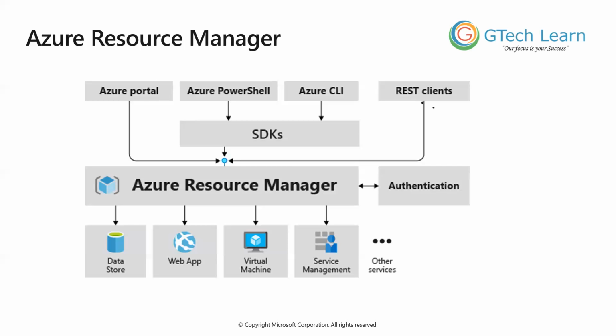By using ARM, you give access control to all the services, because role-based access control is applied at the resource manager level, resource group level. So access control can be done easily. You can apply tags to the resources to logically organize them.